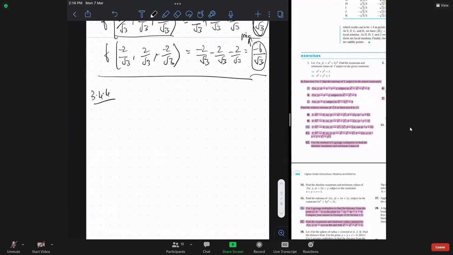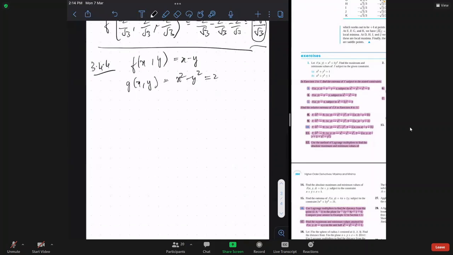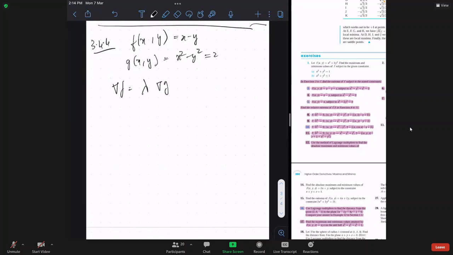3.4.4. So you have your function f of x comma y is x minus y, and your constraint function g is x square minus y square equal to 2. When I try to do this, I am going to write the first set of equations, which is the gradient of f is lambda times the gradient of g. The gradient of f is 1 and minus 1, which is equal to lambda times my gradient of g, which is 2x and minus 2y.